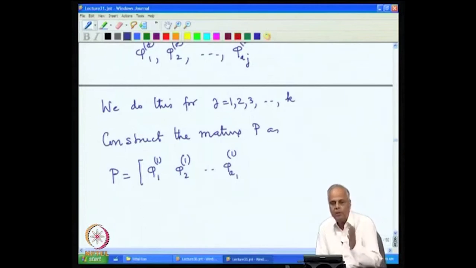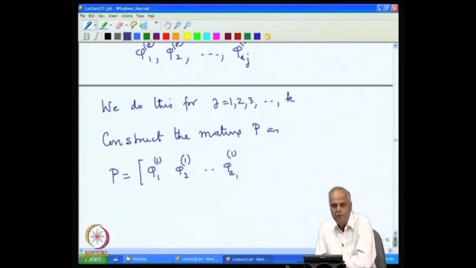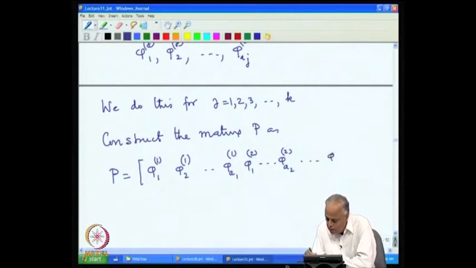First look at the eigenvectors corresponding to lambda 1. They come as a basis of W1, which has a basis consisting of a 1 vectors. Take these a 1 basis vectors and put them as the first a 1 columns of P. This decides the first a 1 columns of P. We need totally n columns. Then we write the next a 2 columns, which correspond to the eigenvalue lambda 2. We continue this process, and the last a k columns will correspond to the eigenvalue lambda k.